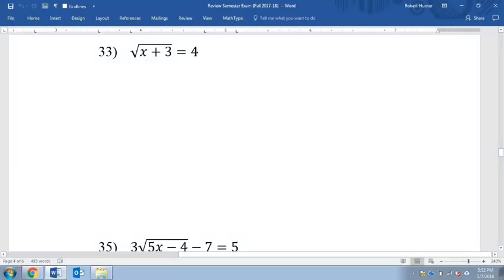Alright, these are called radical equations. They're called radicals because they've got this little square root symbol. Those are radicals.